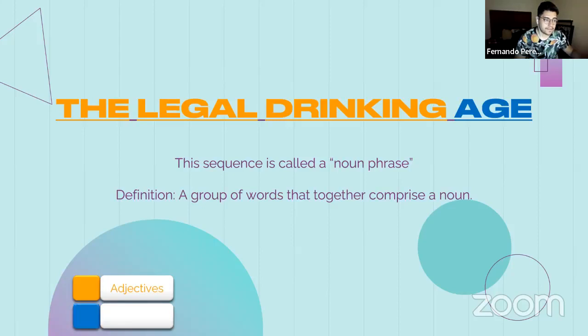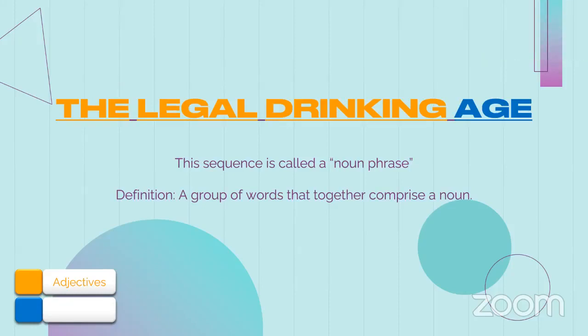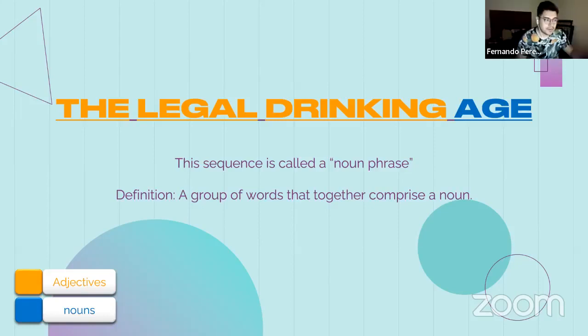Color blue is used for nouns. Excellent, Elsie. Thank you very much. Those are the two components that we need to study. These two have a close connection between each other because adjectives describe nouns.